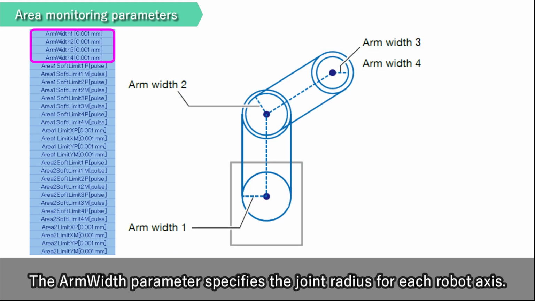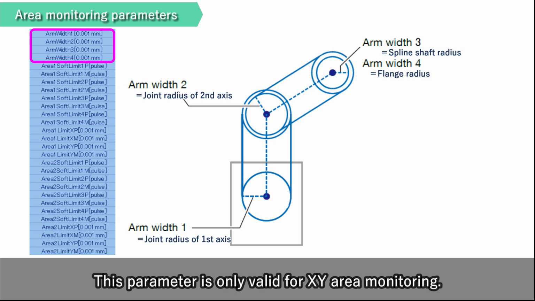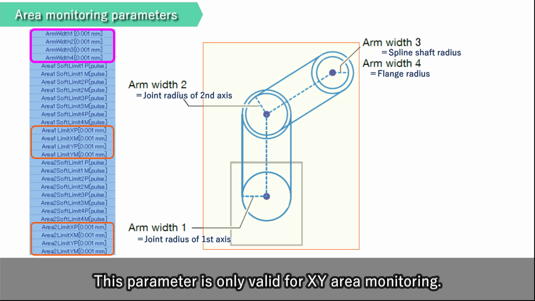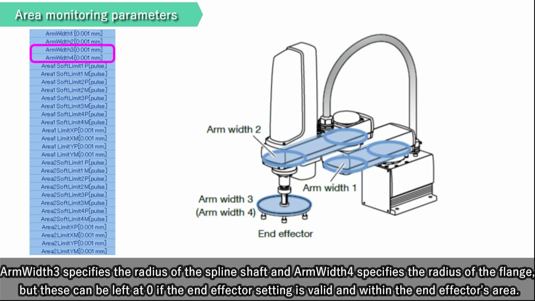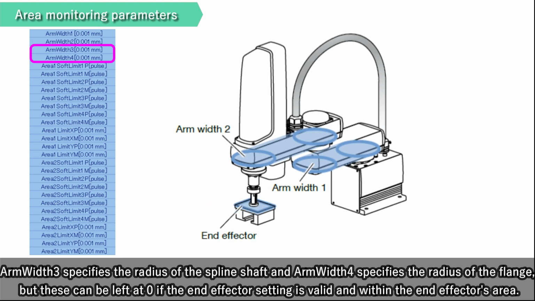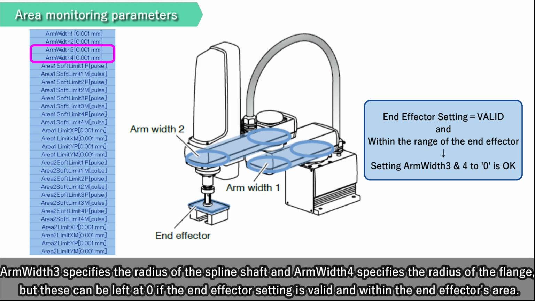The arm width parameter specifies the joint radius for each robot axis. This parameter is only valid for XY area monitoring. This monitors whether the robot arm is within the XY range, targeted at the specified thickness. Arm width 3 specifies the radius of the spline shaft and arm width 4 specifies the radius of the flange, but these can be left at 0 if the end effector setting is valid and within the end effector's area.